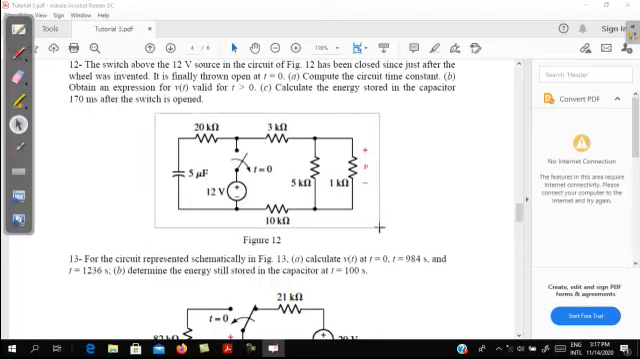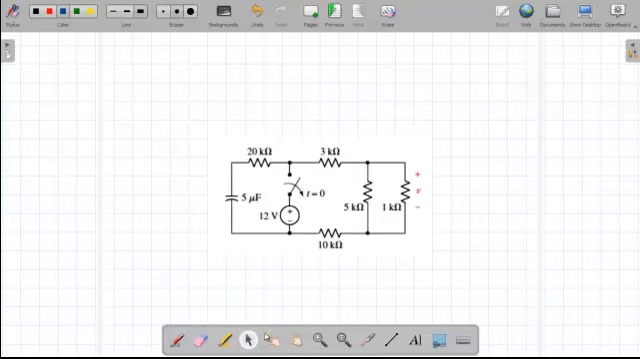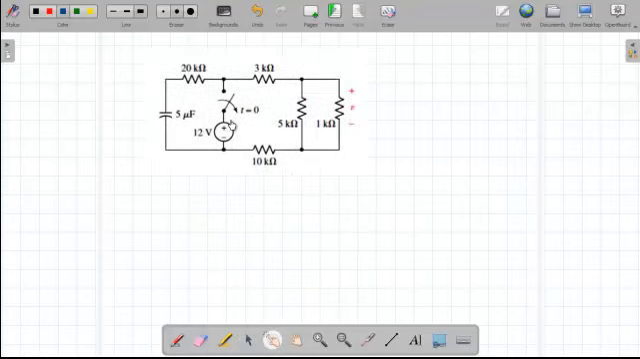So we take the circuit here. First of all, we need to find the equivalent resistor. Now when the switch becomes open, what happens? This capacitor will be connected with 20k, 3k, 10k, and 5k and 1k in parallel. So the equivalent resistor will be 33 and 5 over 6.